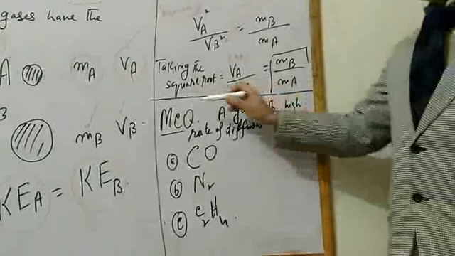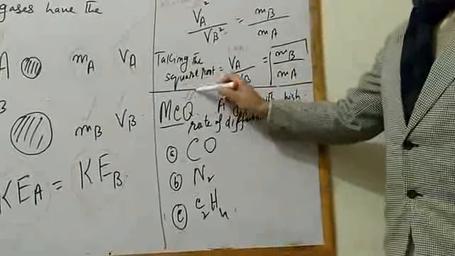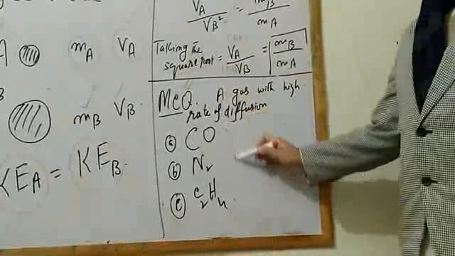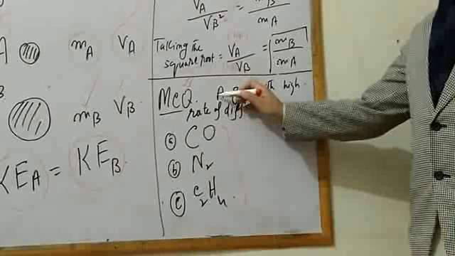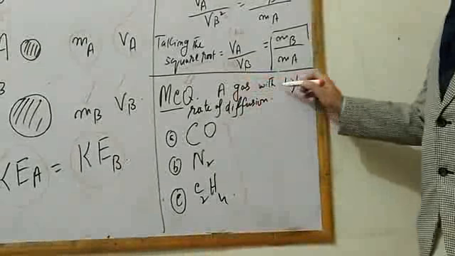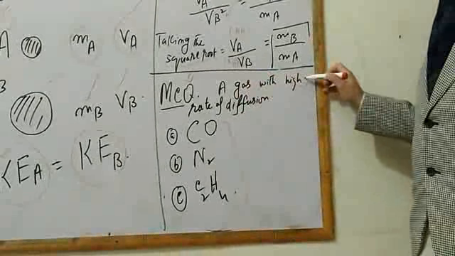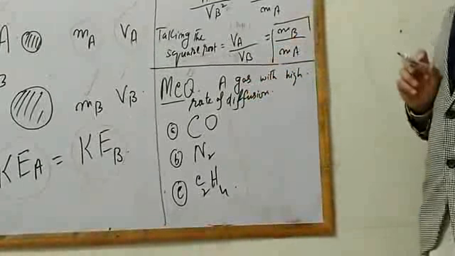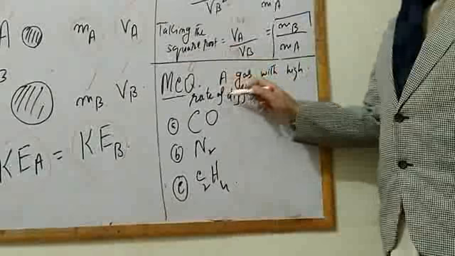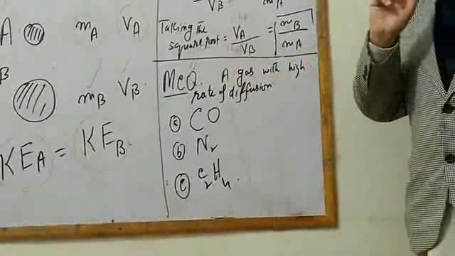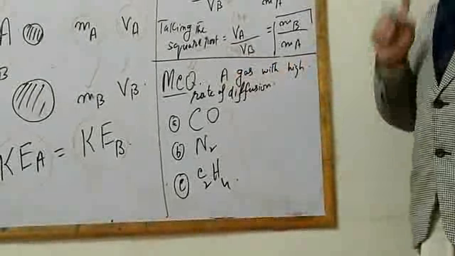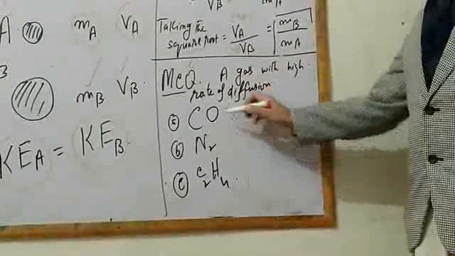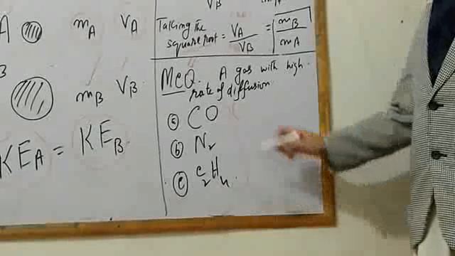Now here, a very simple MCQ is based on this Graham's law of diffusion. Here, I have taken a simple MCQ. The MCQ is, which of the following gases diffuses at a higher rate? A gas with a high rate of diffusion. So the rate of diffusion of a gas depends upon its molecular mass. So first you have to do what? You have to find out the molecular mass of all the gases and then select the correct choice.